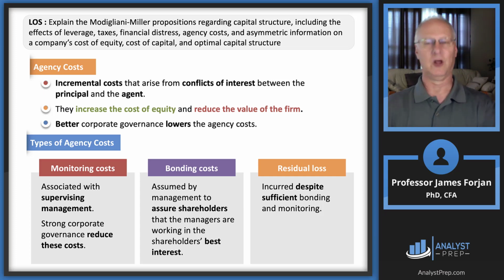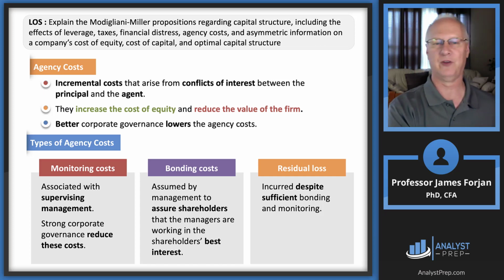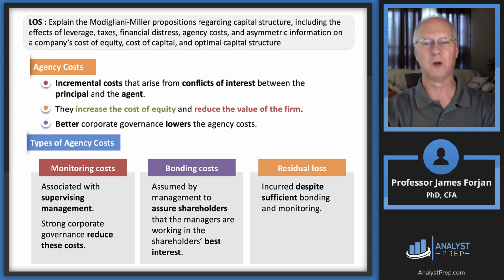And then residual loss. Over here, the orange, I want you to think of this, what I just said a few moments ago. This is the consumption, the excess consumption of perks. There are losses despite all of the efforts over there under monitoring and bonding. This is where I want you to go look for the Dennis Kozlowski example.